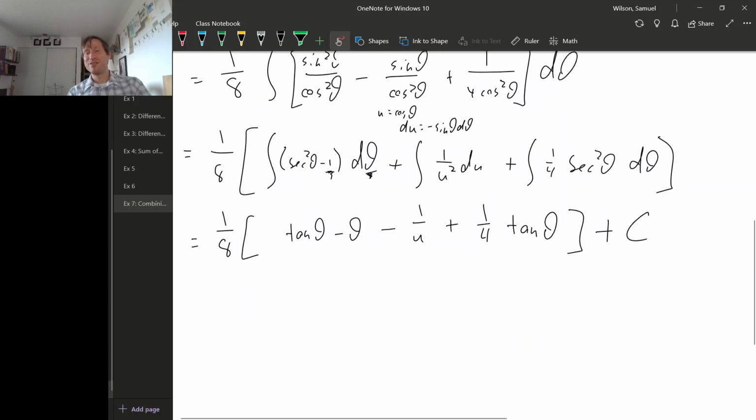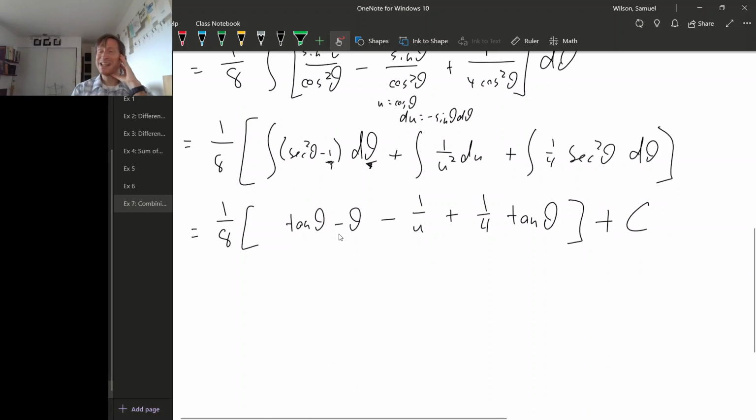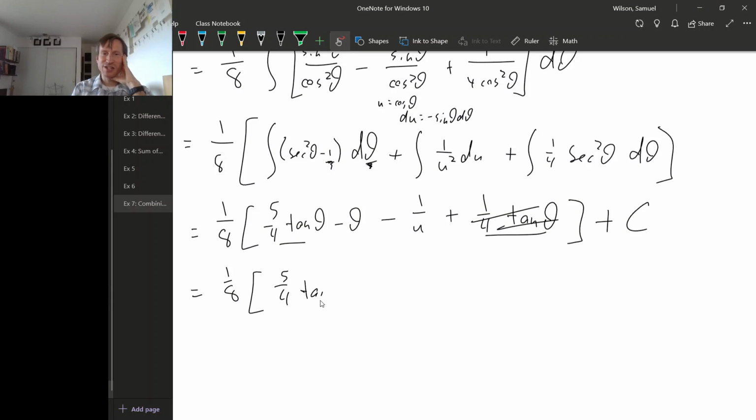Now the tricky thing about this is, remember, we need to get back to the original variable. So we have a mix of substitutions here. We had a u substitution, so let's undo that. First we should combine these tangents. Here's 1/4 times tangent, here's another tangent, so altogether that's 5/4 tangent. So 5 over 4 times tangent of theta, minus 1 over u, but u is cosine theta, so 1 over u is secant theta, plus a constant.